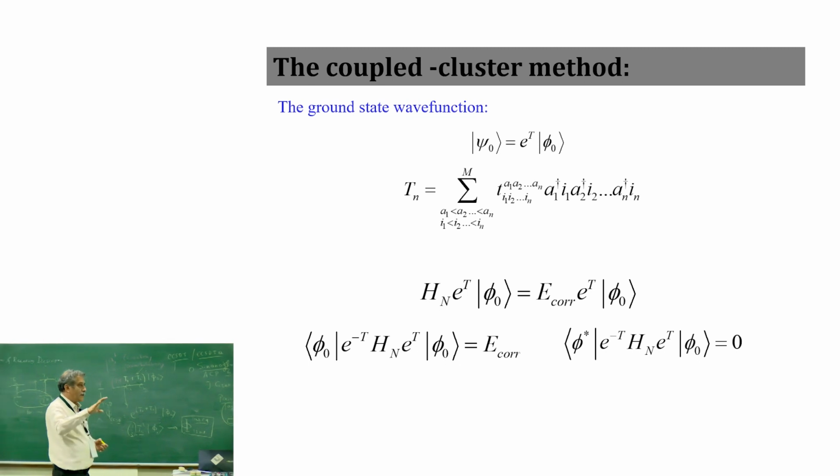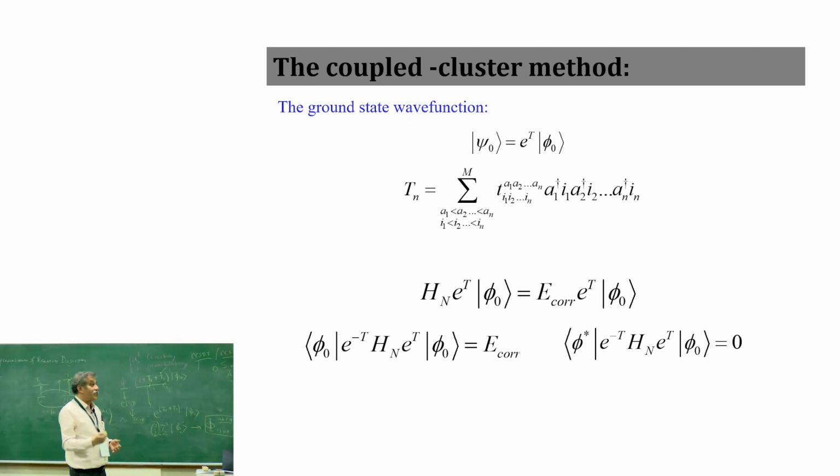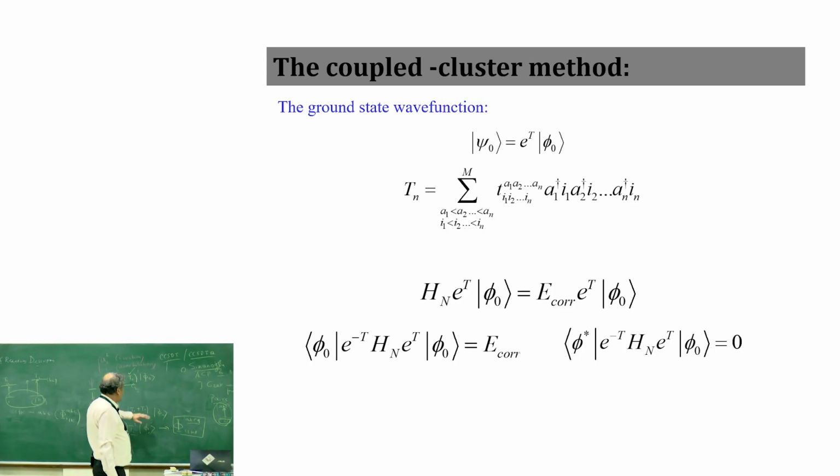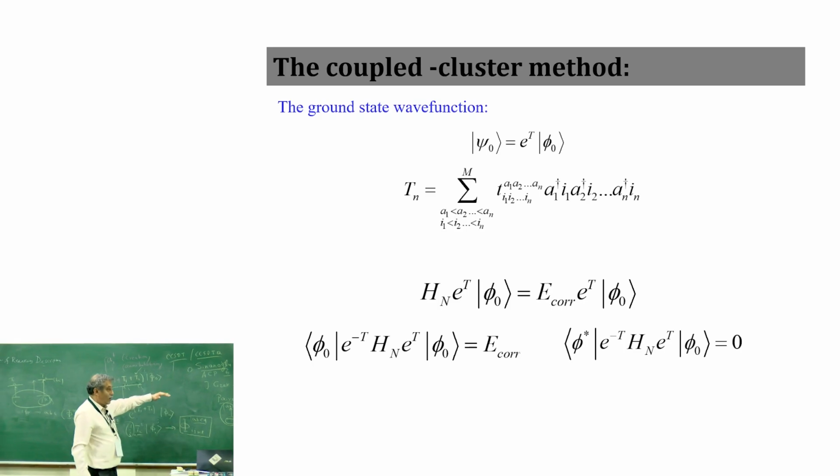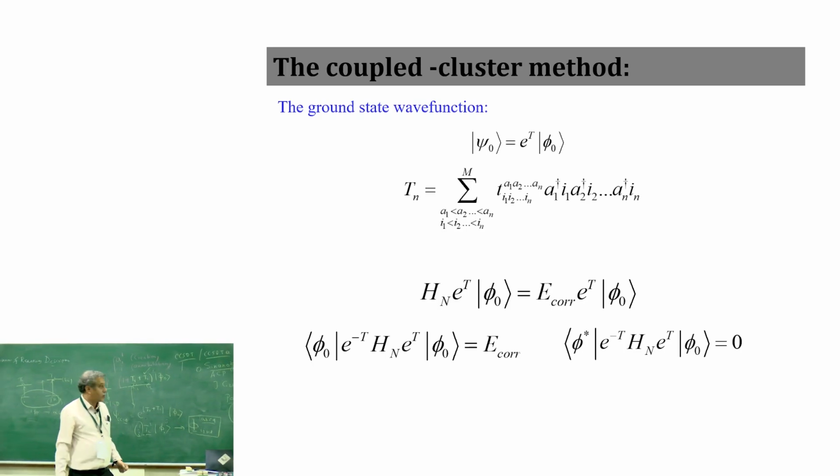So MCSCF is a bit different. It's certainly a nonlinear variation, but the orbitals have changed. In coupled cluster, we are not changing the orbitals. Again, orbitals are fixed with the Hartree-Fock. With those orbitals only, we are doing everything else. All correlation we are doing with those orbitals.